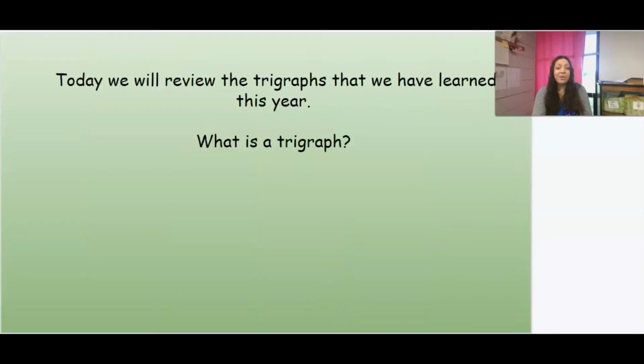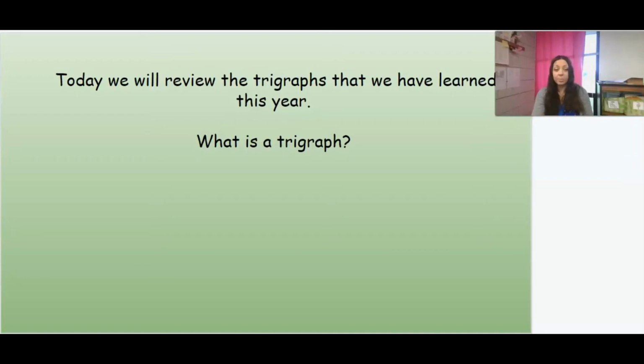So today we're going to review trigraphs, the trigraphs we learned this year. And remember, what is a trigraph? We have all these different digraphs, which are two letters that make one sound. So a trigraph is three letters that make one sound. Remember, it has that tri at the beginning of it, and tri means three, like a triangle. It means that it has three sides. So a trigraph is three letters that make one sound.